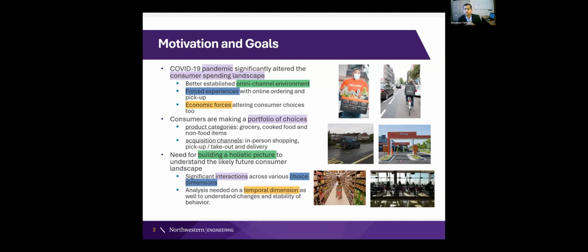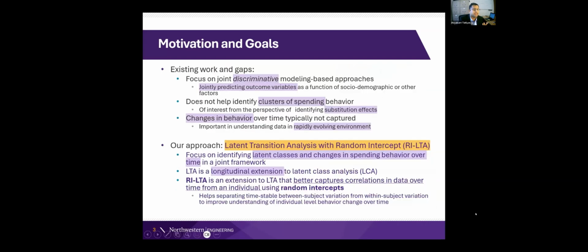There is this whole portfolio of choices that we make as consumers, and we wanted to get a better sense of how these portfolios look, and how they are changing over time, especially during the pandemic, where we did see a lot of interaction between how the pandemic is evolving and how the choices of consumers are evolving. So there is a component of multiple choices, and a component of temporality, and we wanted to capture all of that in a single framework, and that's where we introduced a latent transition analysis with random intercept.